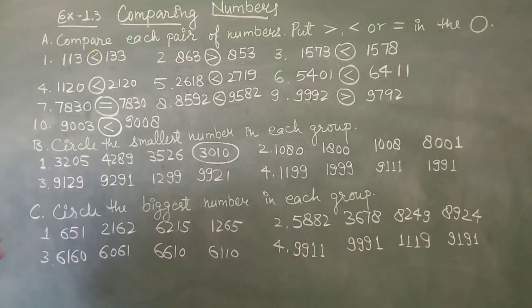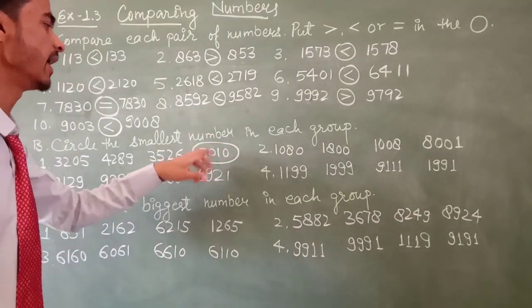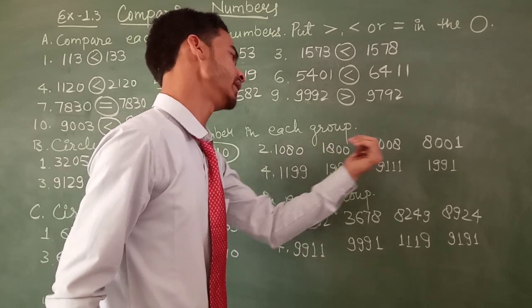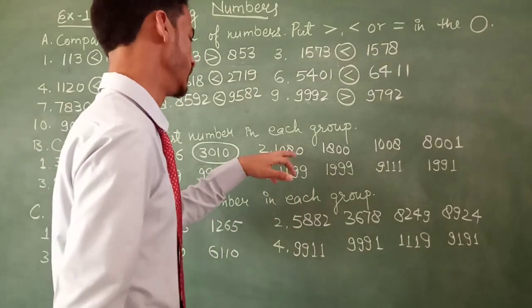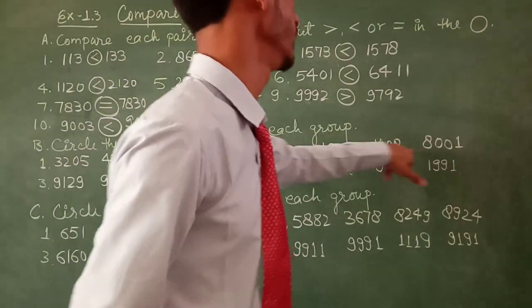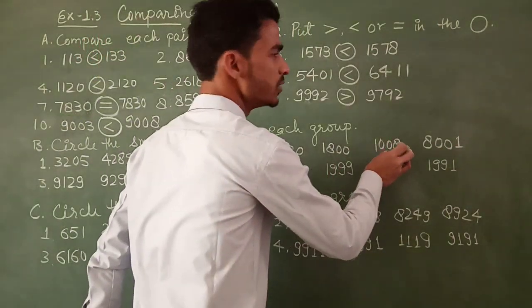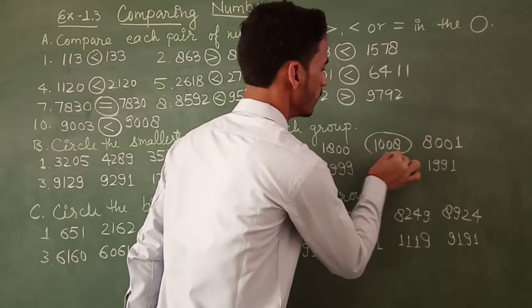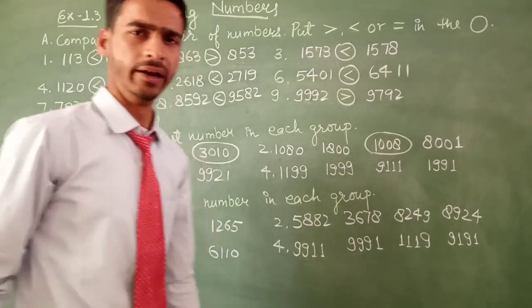3010 is the smallest of all, because its place value is the smallest in the number. In the second question, the numbers are 1080, 1800, 1008 and 8000. Which one is smaller? You know that the place value of 1008 is the smallest of all, so we can say that 1008 is the smallest number of all.